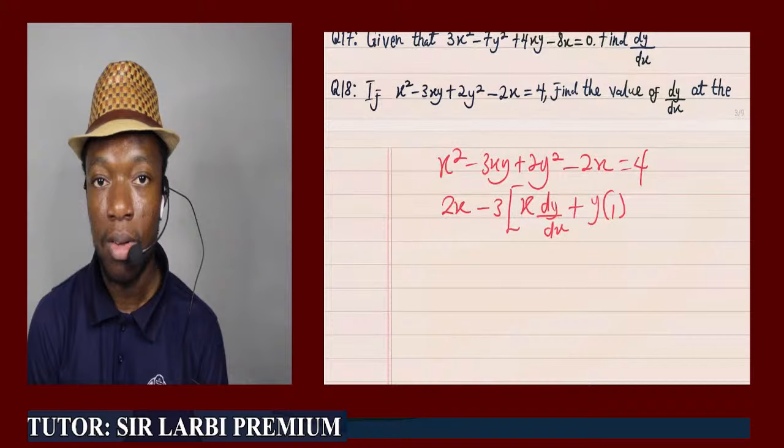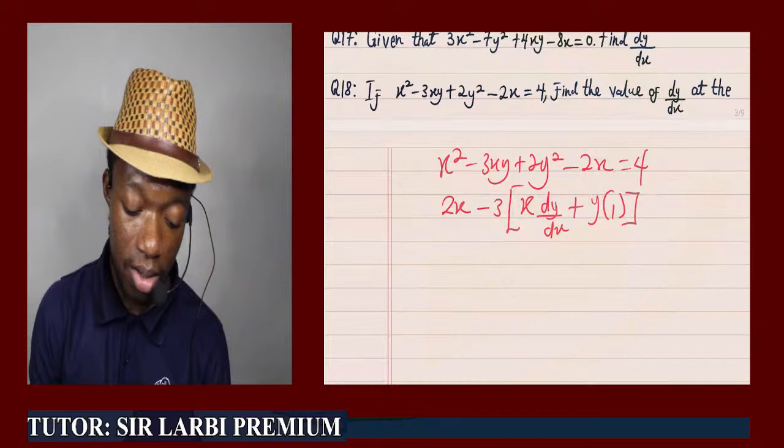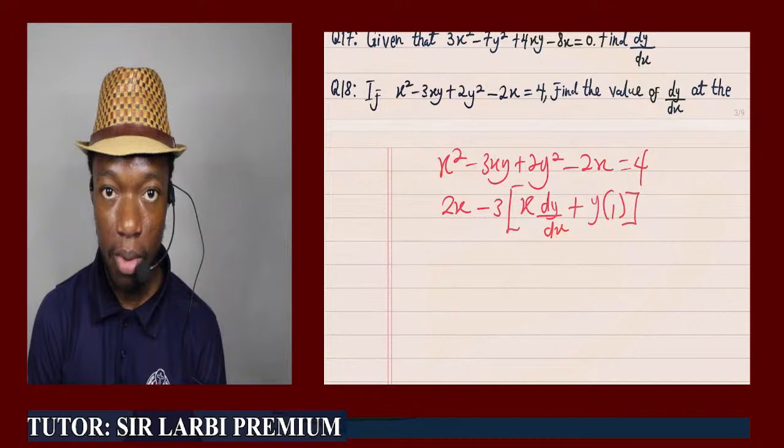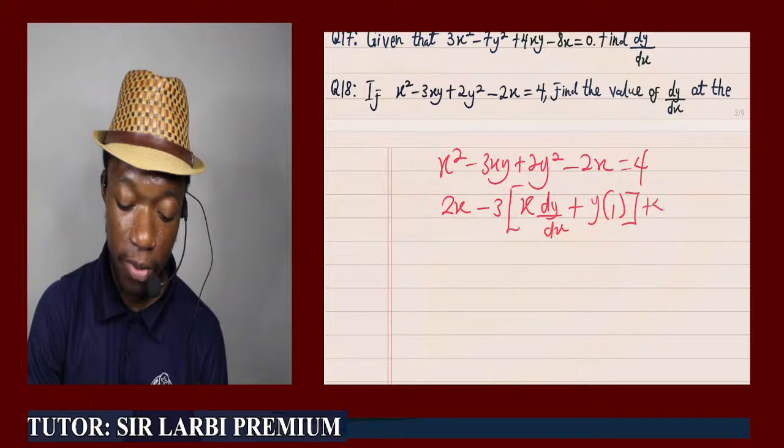3xy. Okay, then bring in the bracket so that we don't actually add up. Then we also come in and differentiate 2y squared. So here I'll have the 2 come and multiply the 2, so I'm getting plus 4. But remember, we are differentiating y with respect to x. So we have 4y dy over dx.